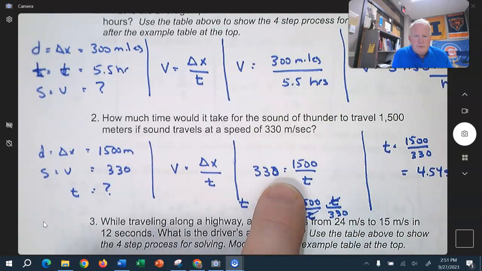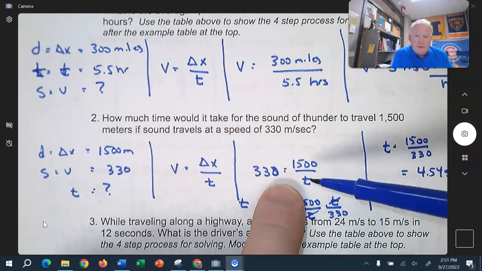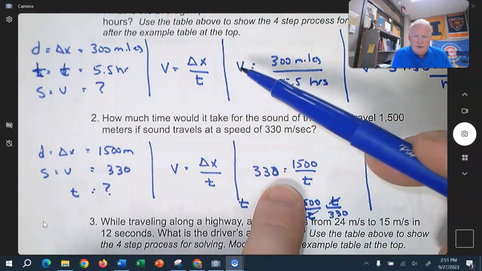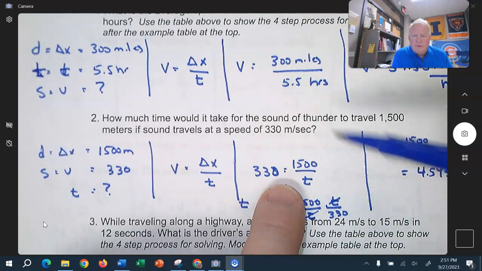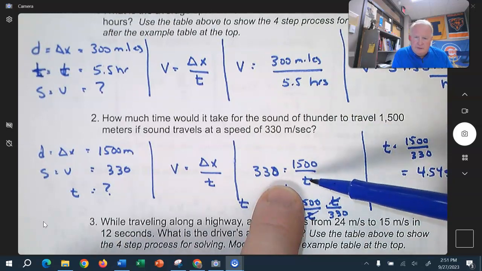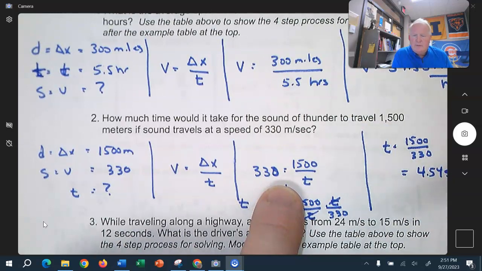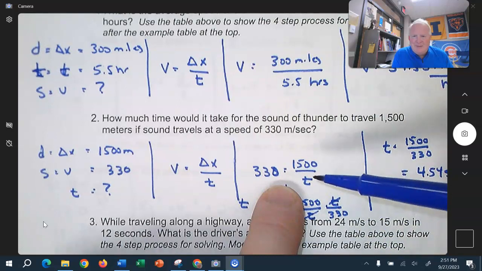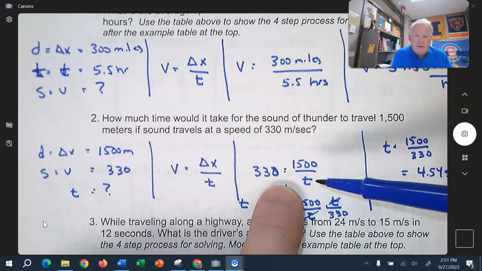Right? Most of us have trouble with this problem. Remember the goals of algebra. Get the variable by itself, and whatever you do to one side, do the other side. And so the idea here is t. I got to get t by itself. And t is in the denominator. And we hate that. We hate when the t is in the denominator.